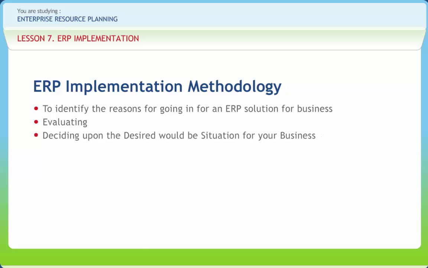Deciding upon the desired would-be situation for your business: in this step, we decide on what we want our business processes to finally look like. Here we use the techniques of benchmarking to ensure that the targets set are comparable to the best in the industry. Benchmarking can be done on various aspects of the business like cost, quality, lead time, service, etc.